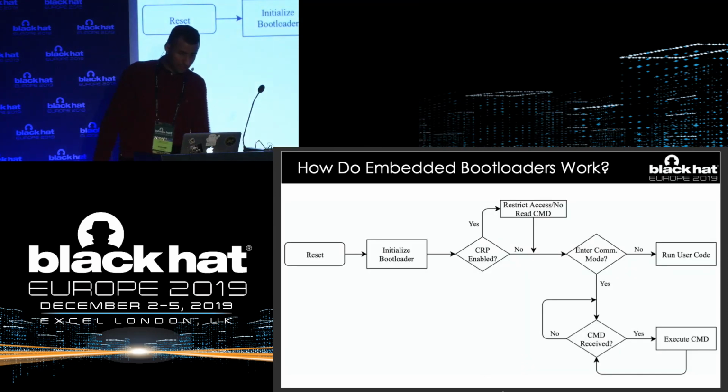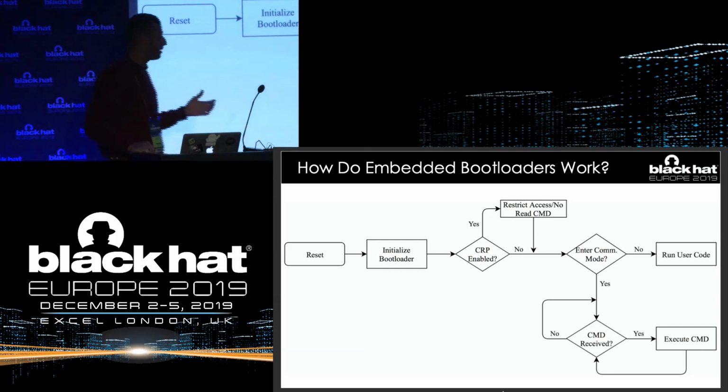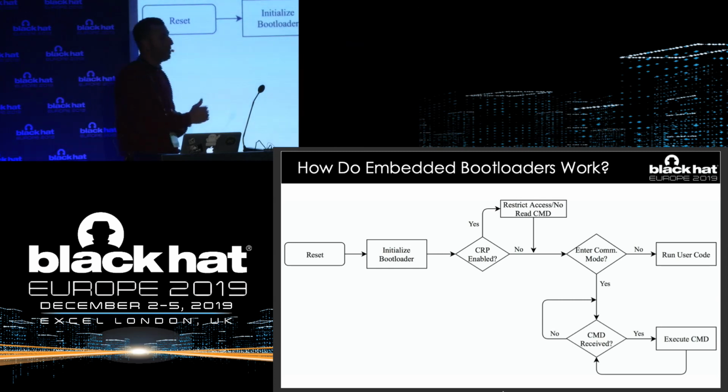Just to give a little bit of background about embedded stuff, this graph explains how embedded device bootloaders work. At first, whenever the device is initialized or reset, the first thing that it does, as we said, is check if the code protection is enabled. If yes, it will impose some restrictions on the device, so it will not allow, as we can see here, the read command or the write command and all that stuff.